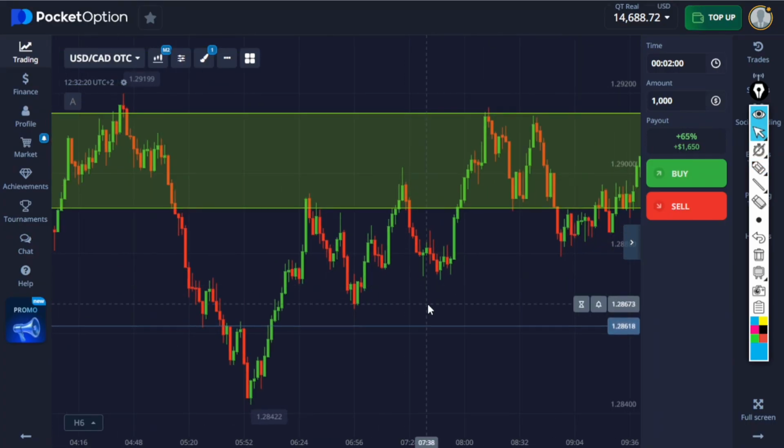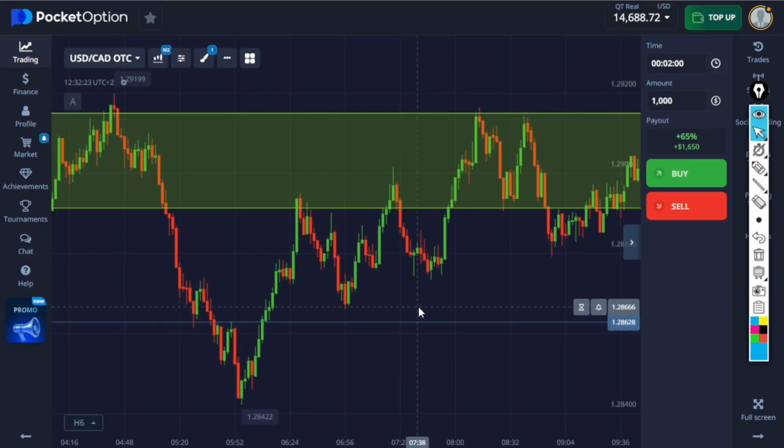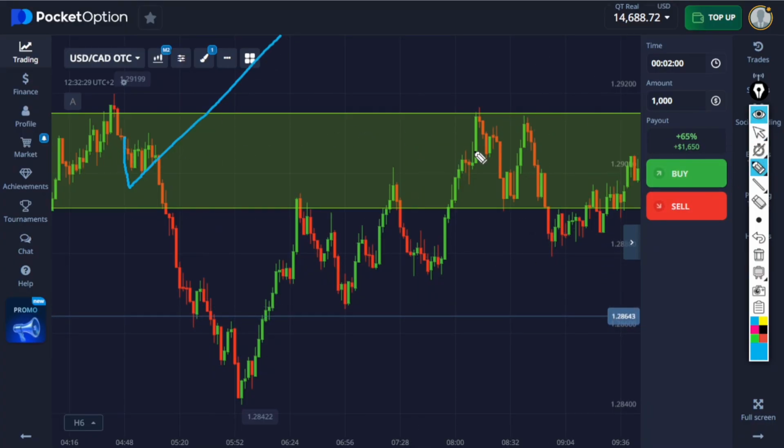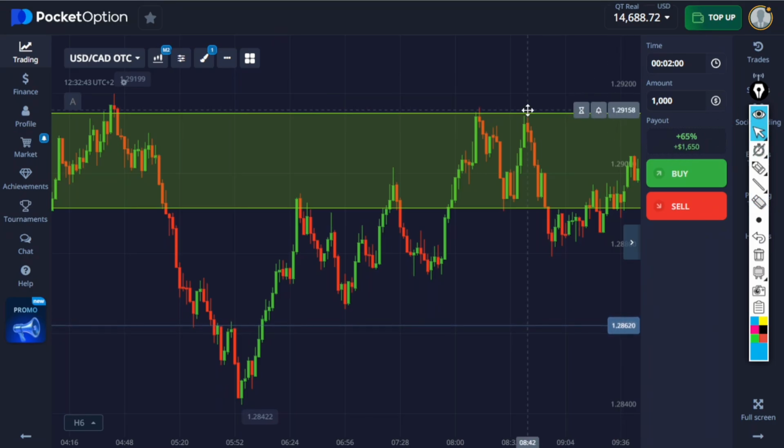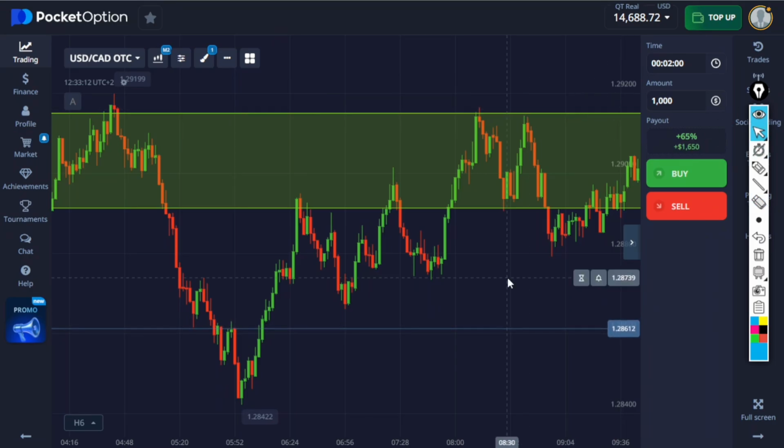So if we zoom out and just take a look at the bigger picture for a moment, you would have either won the first trade and the second trade, or you would have won the first trade, lost the second trade, and won the third trade. So you would have either won 2 out of 2 or 2 out of 3. And if you ask me, I'm happy with either one, because I've made money either way.